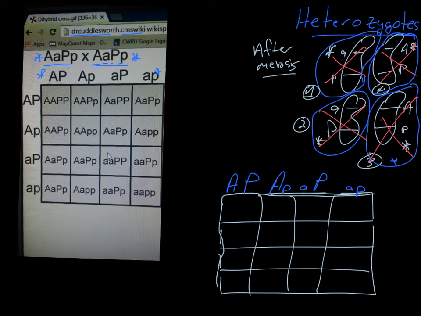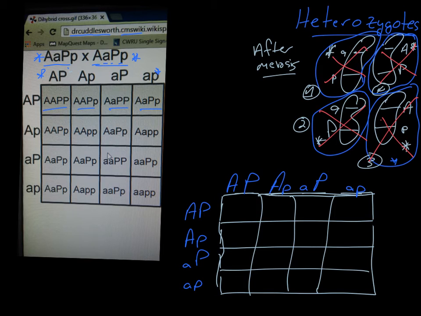And of course you would do that. The same thing would happen with mom as it happened with dad. Big A, big P, and big A, little p, and then little a, big P, and then little a, little p. Now, here's the question. Why are there 4 possibilities inside each of these gametes?